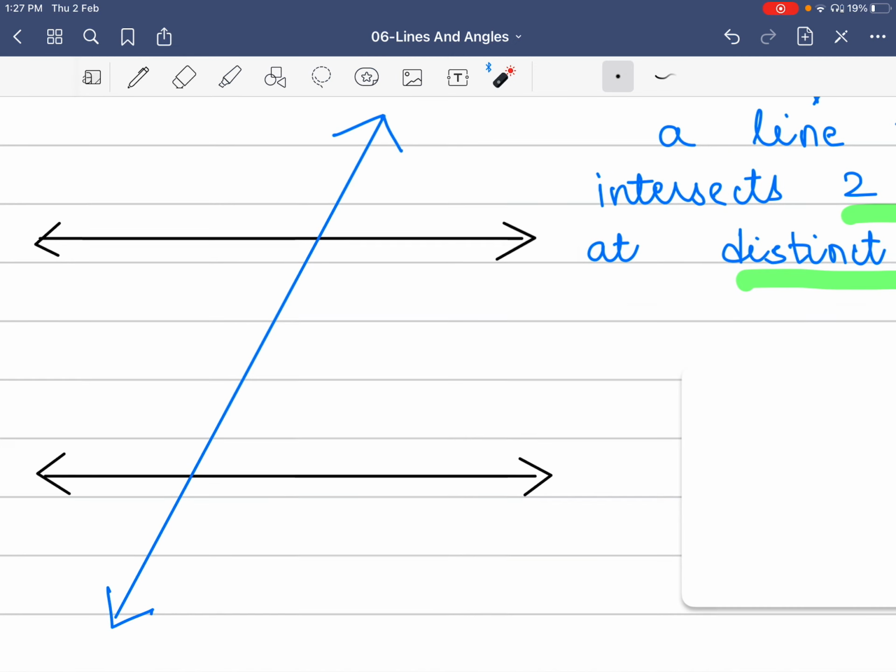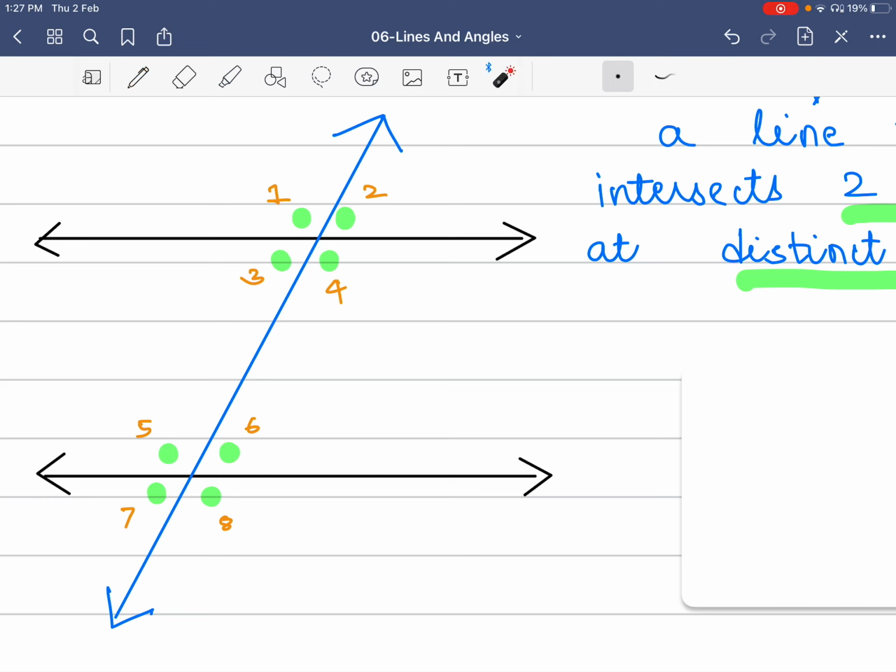Now if you zoom in here, we want to figure out how many angles a transversal is making with the two parallel lines. This is one angle, this is one angle, this is one angle, this is one angle. Four angles here, and four angles here. So when a transversal intersects two parallel lines at two distinct points, we get a total of eight angles. I'm going to name them so that it's easy to understand. This is 1, 2, 3, 4, then this is 5, 6, 7, 8. So overall, we get 8 angles when a transversal intersects two lines.